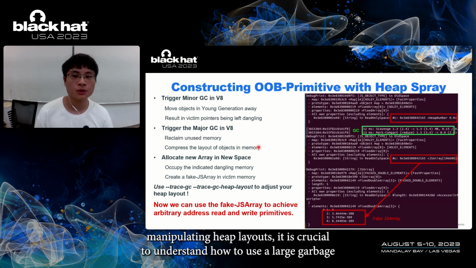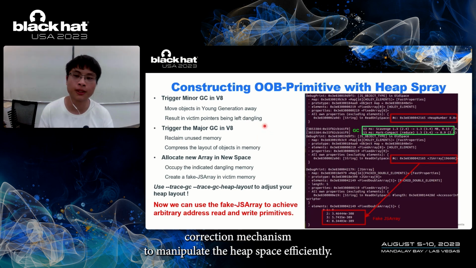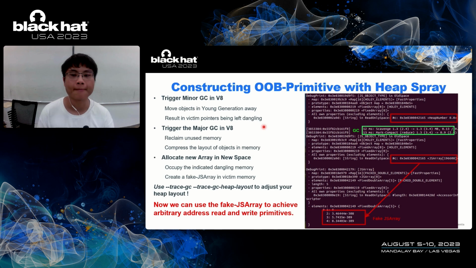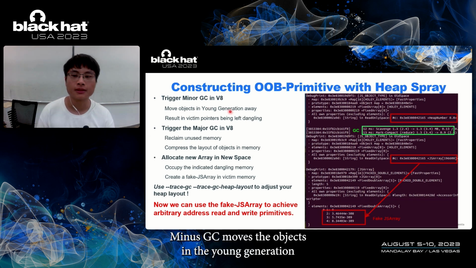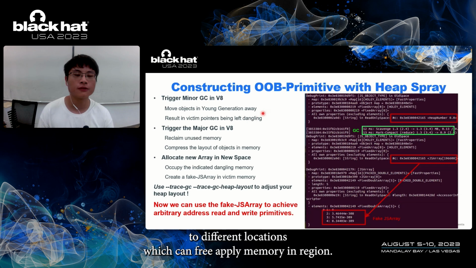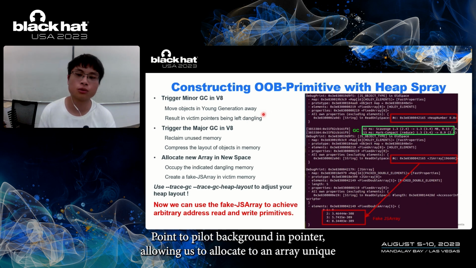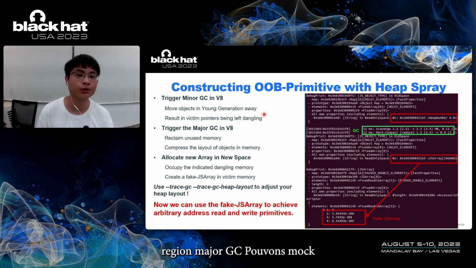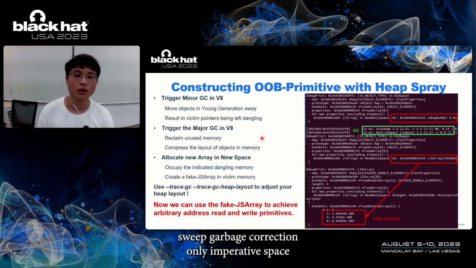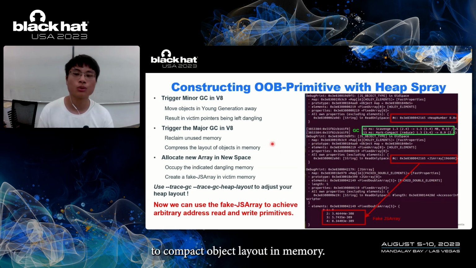When carefully manipulating heap layout, it is crucial to understand how to use the garbage collection mechanism to manipulate the heap space efficiently. Minor GC moves the objects in the young generation to different locations, which can free up the memory region pointed to by the dangling pointer, allowing us to allocate an array in that region. Major GC performs a mark-sweep garbage collection on the entire heap space to compact the object layout in memory.